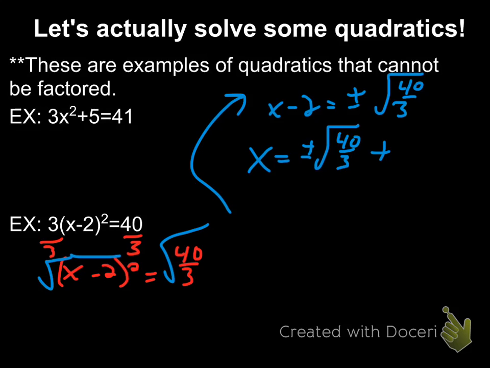Now, we could go through and rationalize it, and we probably should, but in the name of time, I'm not going to. But we know that this is the square root of 40 over the square root of 3. I get rid of that square root in the denominator. Well, other than that, this answer is okay. We just need to take it a little bit further and simplify.